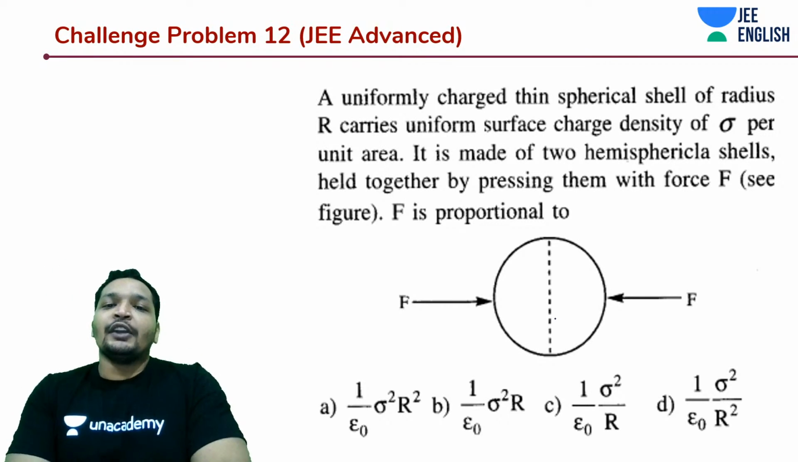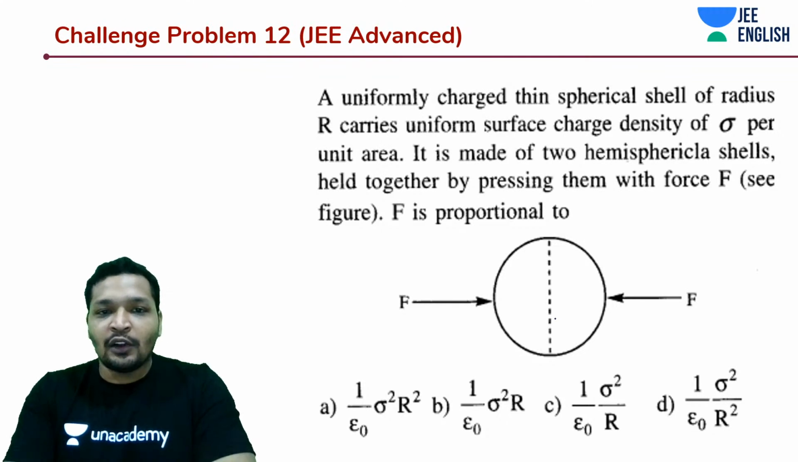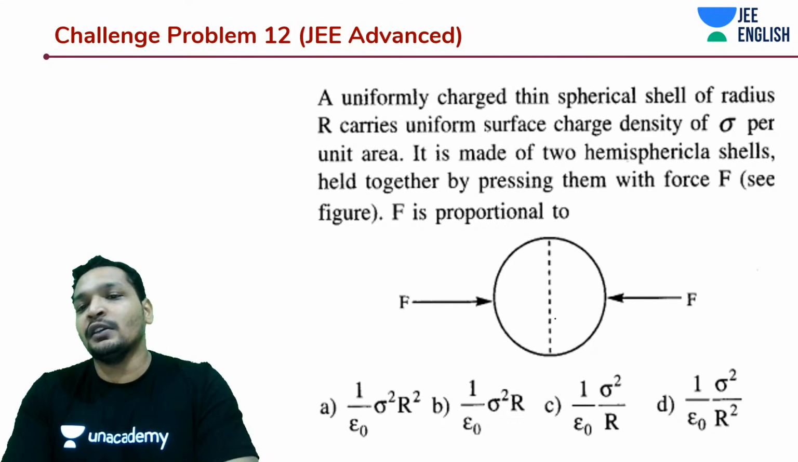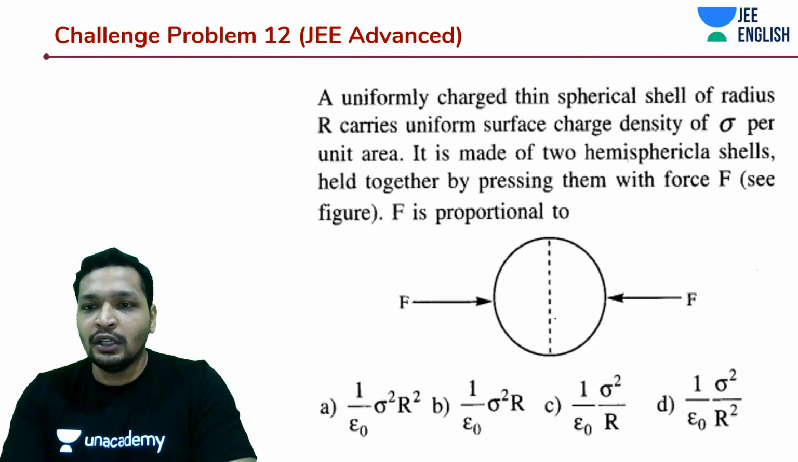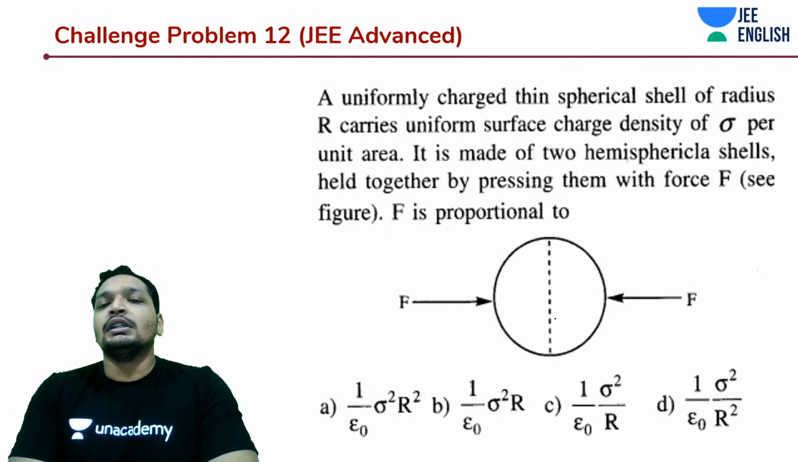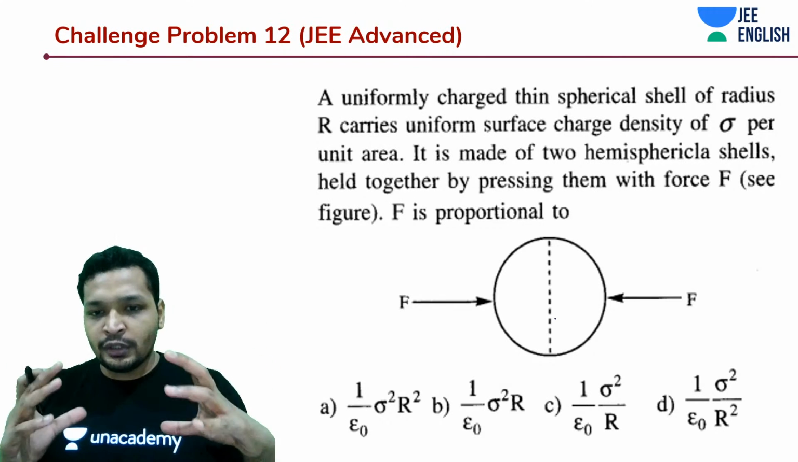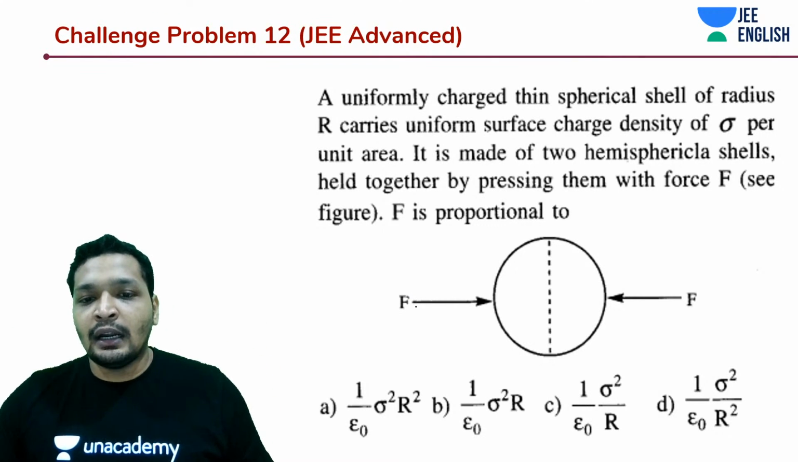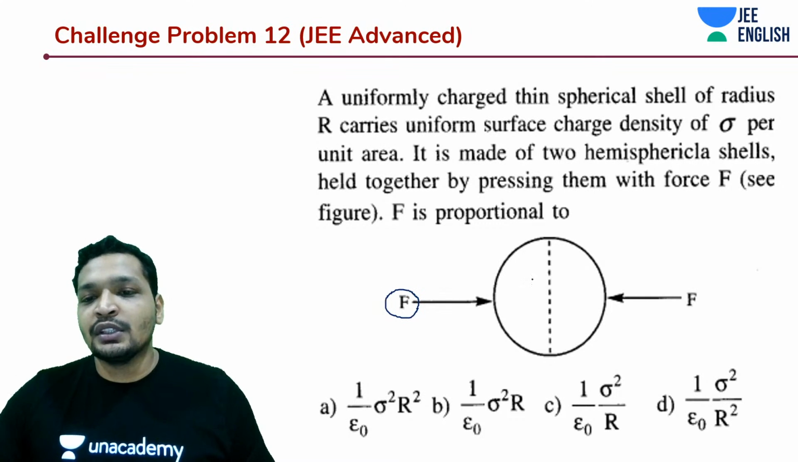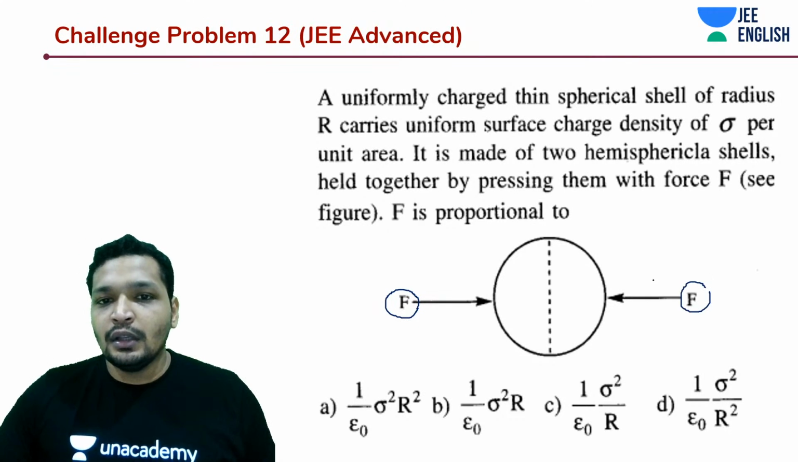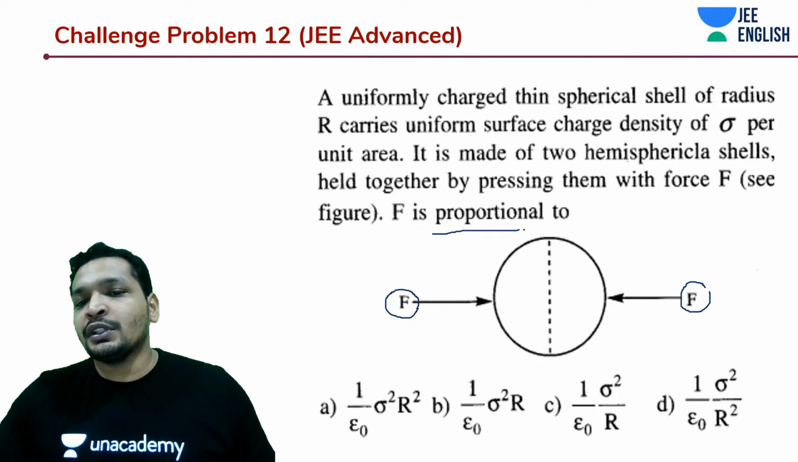Really smart. A uniformly charged thin spherical shell of radius r carries uniform surface charge density of sigma per unit area. It is made into 2 spherical shells and they are held together. That means there should be a repulsion force, and you are basically trying to keep them attached by using F and F. They are just asking you what it is proportional to.